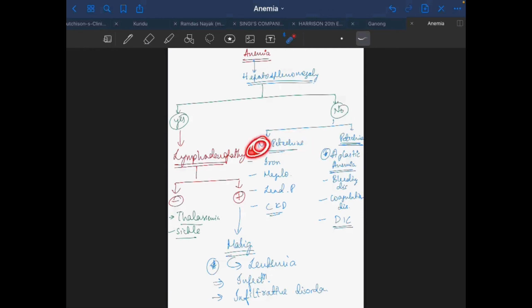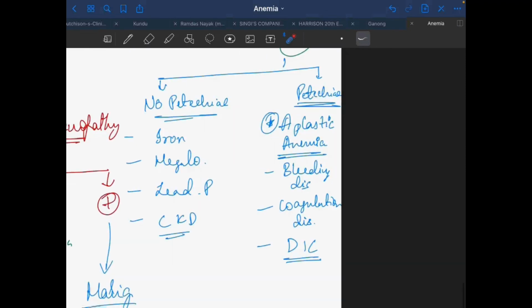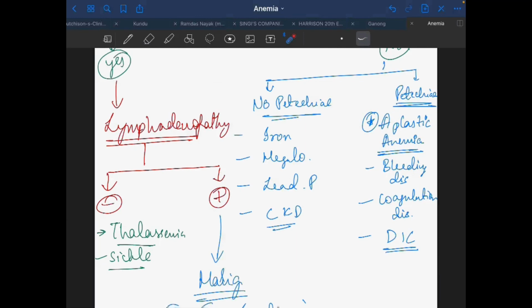If there are no petechiae, it is generally nutritional disorders, that is iron deficiency, megaloblastic anemia, lead poisoning, chronic kidney disease. If petechiae are present, it is generally aplastic anemia. Main thing, no hepatosplenomegaly with petechiae, you should go for aplastic anemia. Very, very important. If not, it is bleeding disorders, coagulopathy disorders, or something called DIC, that is disseminated intravascular coagulation.